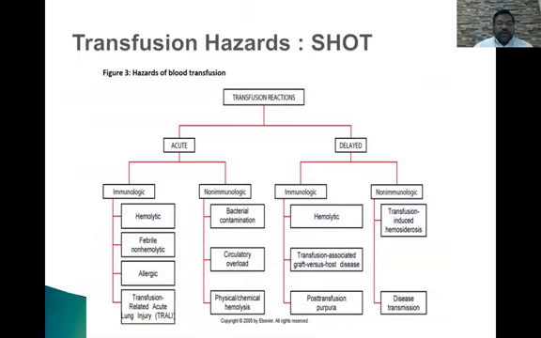Any transfusion topic is not complete without discussing the serious hazards of transfusion or transfusion reactions. This can be acute or delayed. This can be immunologic or non-immunologic, and hemolytic, non-hemolytic, allergic, and transfusion-related acute lung injury. Along with that, we also have TANEC, which is transfusion-associated necrotizing enterocolitis, which is a known entity now, and that must be considered when we are transfusing babies who are at a certain age and who need transfusion.